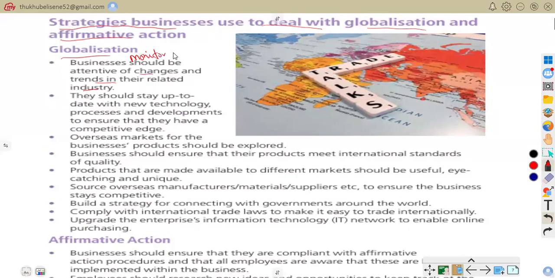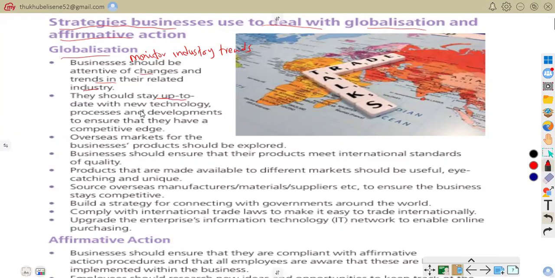Monitor industry trends. That is that. So stay informed about changes. Meaning to say, follow the market trends. That is that.